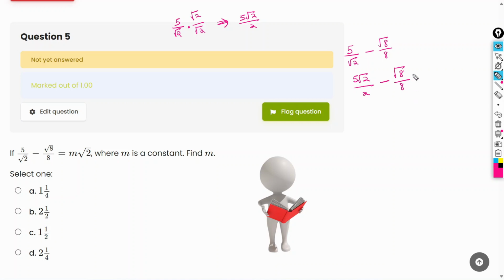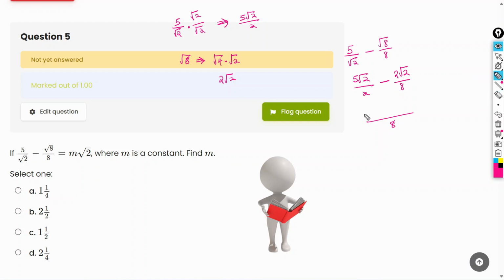Oh, we can also simplify root 8 here. Root 8 can be better written as root 4 times root 2, and root 4 is 2, so this is just 2 root 2. Okay, so let me scratch that and write this as 2 root 2, then we can begin. Alright, so let's begin. The LCM of 2 and 8 is 8, my apologies.